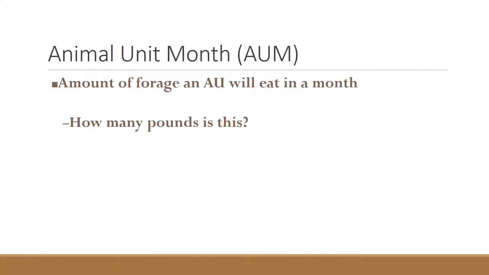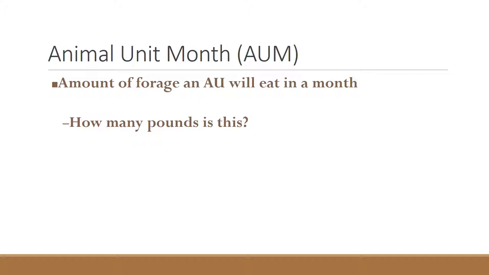Now, an animal unit month is something different than an animal unit. An animal unit month is the amount of forage that an animal unit will eat in a month. So an animal unit is that 1,000-pound block of animal. How much would a 1,000-pound animal eat in a month? How many pounds would that be? Think about it. We know that a 1,000-pound animal, ruminant, should eat about 2.5% of their body weight. We know that there's 30 days in a month.